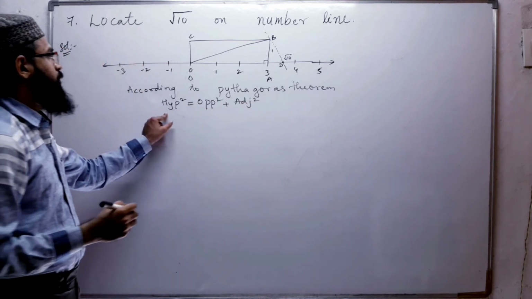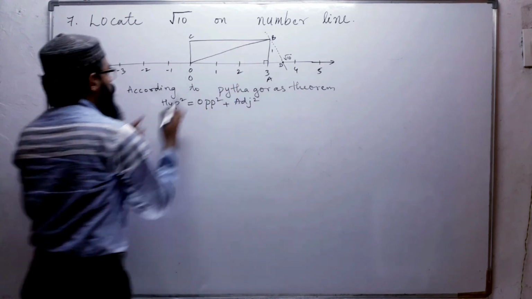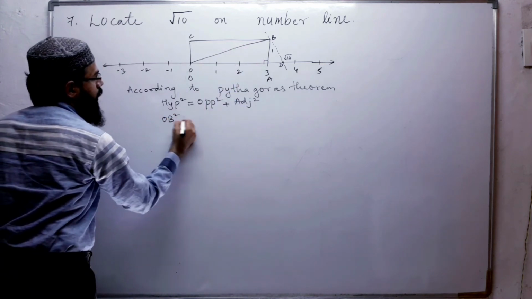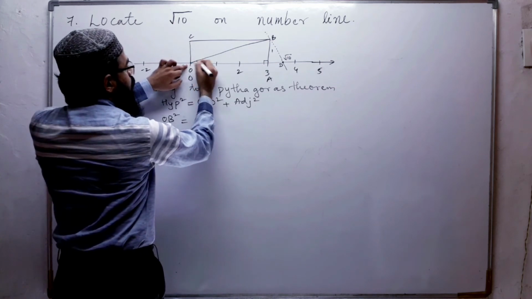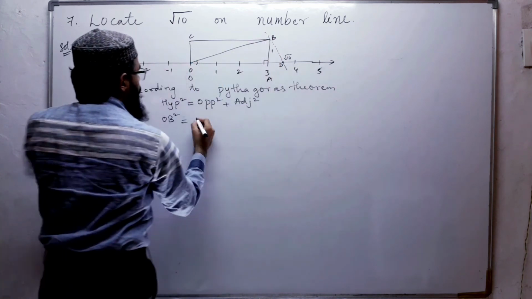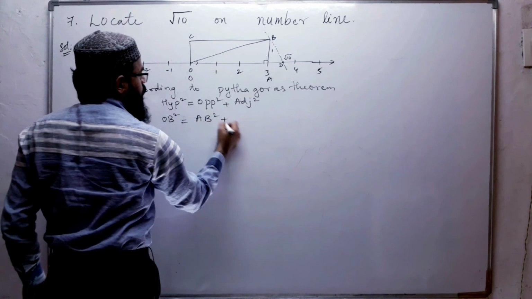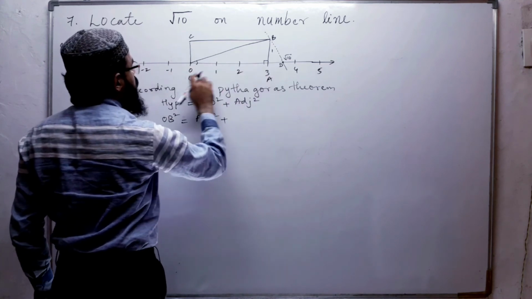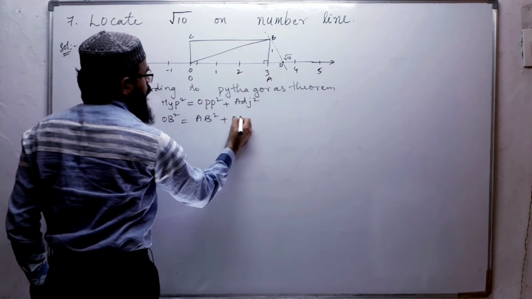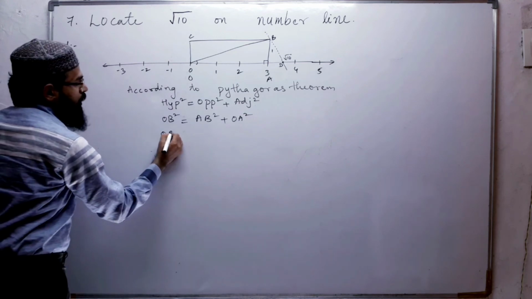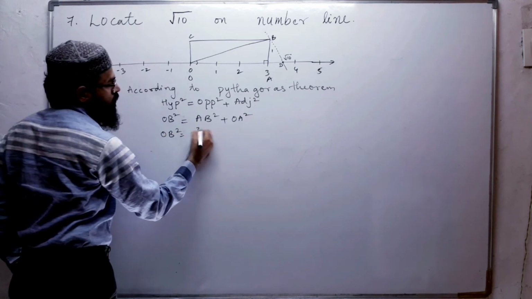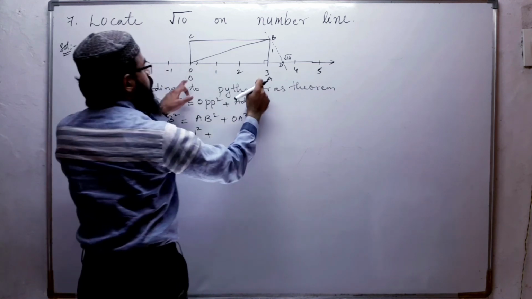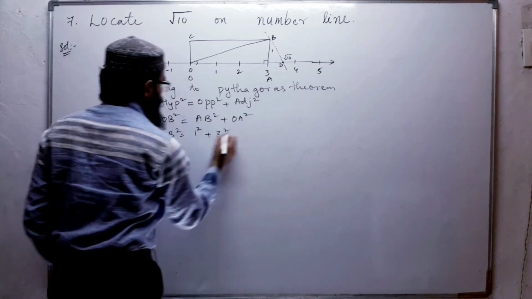So what is this hypotenuse? Hypotenuse is this line OB. So OB square. Opposite is in front of this angle, what is the line? AB. So AB square, adjacent is this line. So the length of this line OA. So OB square is equals to AB is how much? 1. OA is 3. So 3 square.